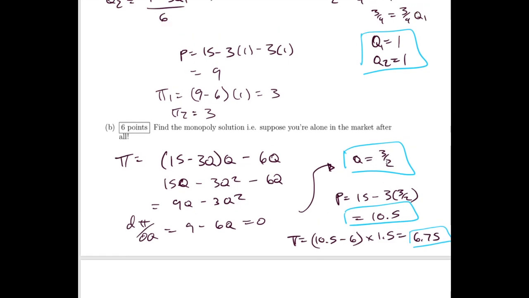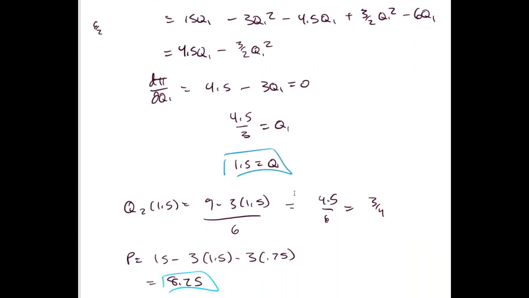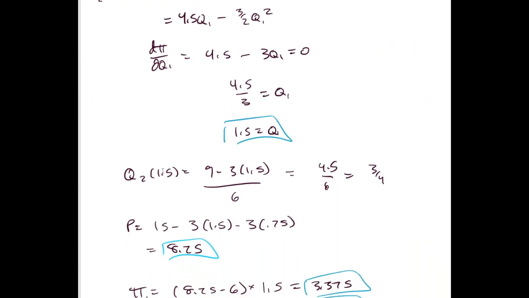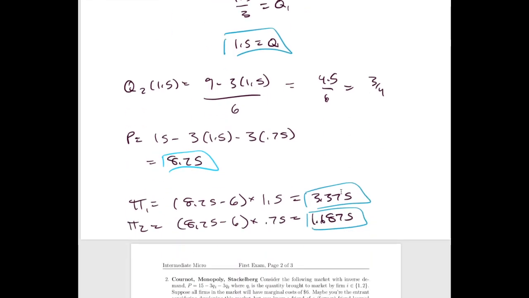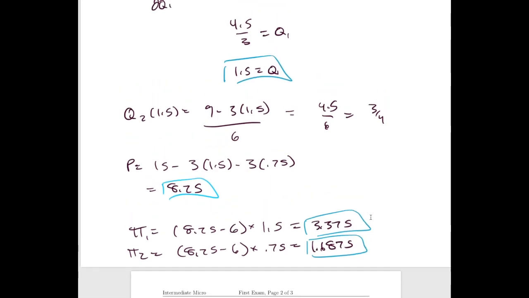Well, we can find the follower's reaction to the leader's choice, and that's going to end up being a quantity of 0.75. Price in this market is going to be 8.25, and then profits to our leader is going to be 3.375. Profits to our follower is going to be 1.6875.